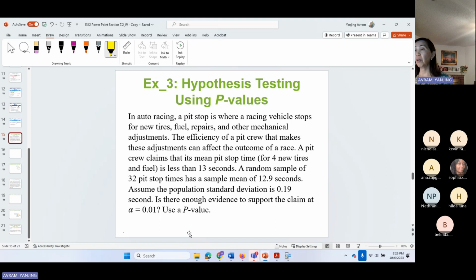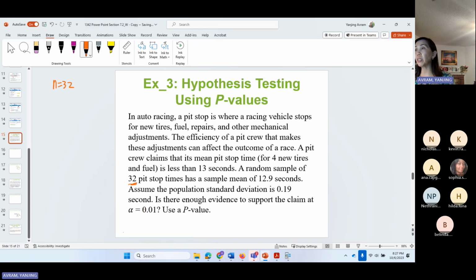All right, so how do you answer this type of question? Sometimes in the past, when I asked people to do a project, this whole question could be a project, right? You go and collect the 32 pit stop times, and then you've got a project already. All right, so this one is telling you the sample size n here is 32, right?